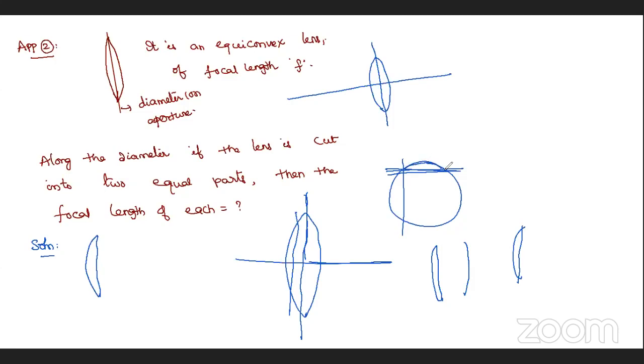Separate this part, like this. This is the principal axis. Principal axis means what? Passing through the center of the spherical surface, not the center of curvature, and perpendicular to that one. This is the principal axis. This is the diameter.